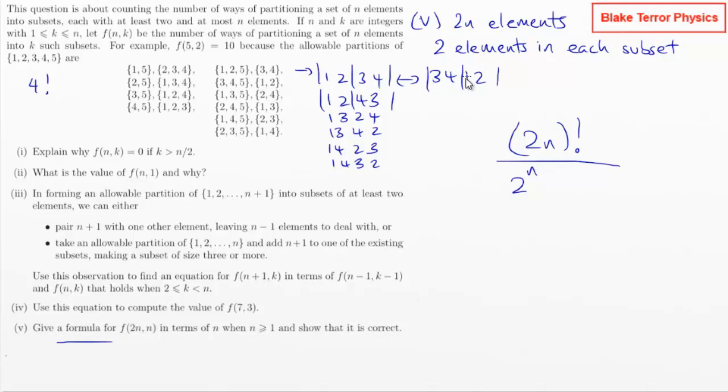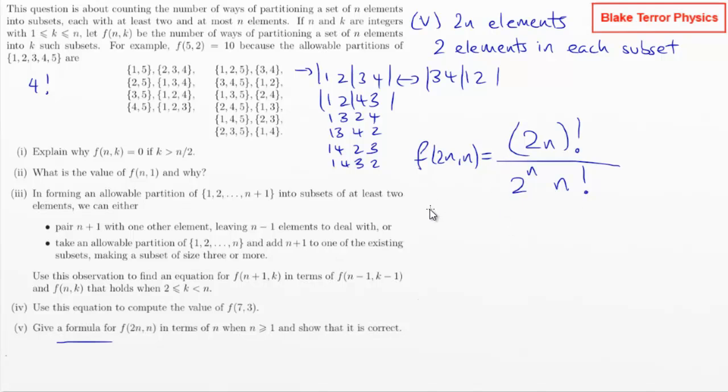And then we've got the order of the subsets. So how many ways can we order n subsets? That would be n factorial. So we've got 2n factorial on the top because that's how many different ways we can arrange the elements. We've got an n factorial on the bottom because that's the number of different ways we can order the subsets. And then we've got that 2 to the n on the bottom because we don't care about the order of the elements inside each subset. Right, yes, that's fine. That comes out okay. So that is f(2n, n) equal to that.